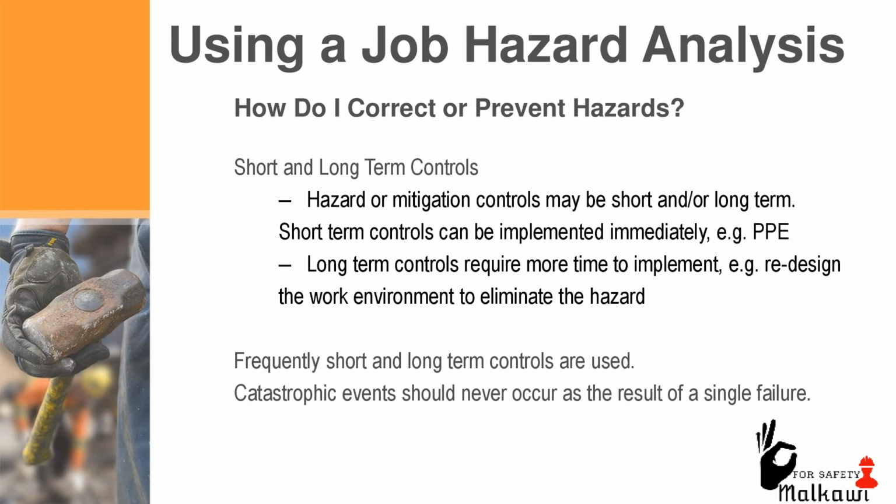Short and long-term controls. Hazard or mitigation controls may be short and or long-term. Short-term controls can be implemented immediately. For instance, PPE. Long-term controls require more time to implement. For instance, redesign the work environment to eliminate the hazard. Frequently short and long-term controls are used. Catastrophic events should never occur as the result of a single failure.